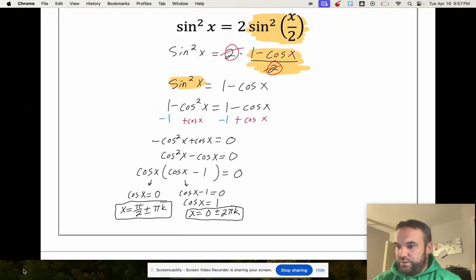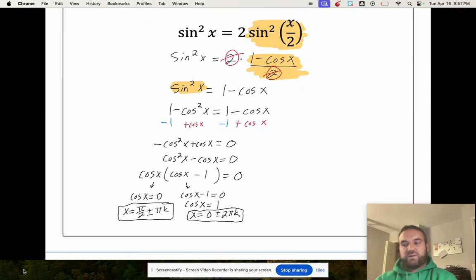So that is the solution set for the equation sine squared x is equal to 2 sine squared of x over 2. So not only did we use the half angle formula, we also swapped out sine squared for 1 minus cosine squared.